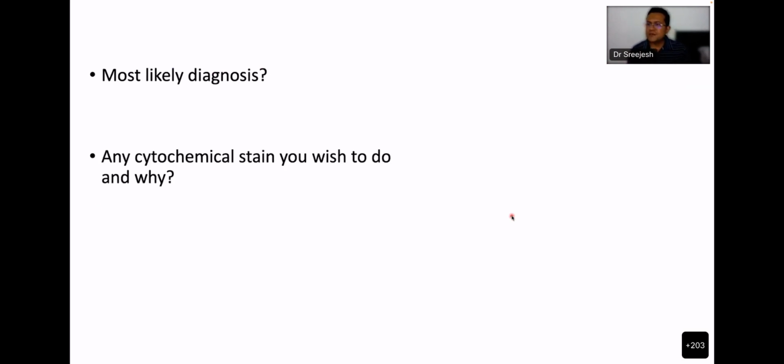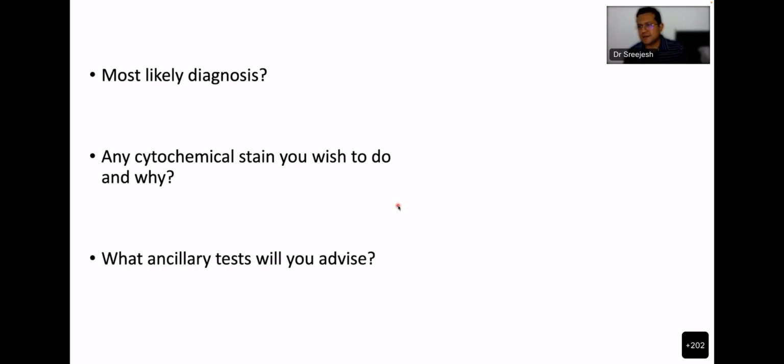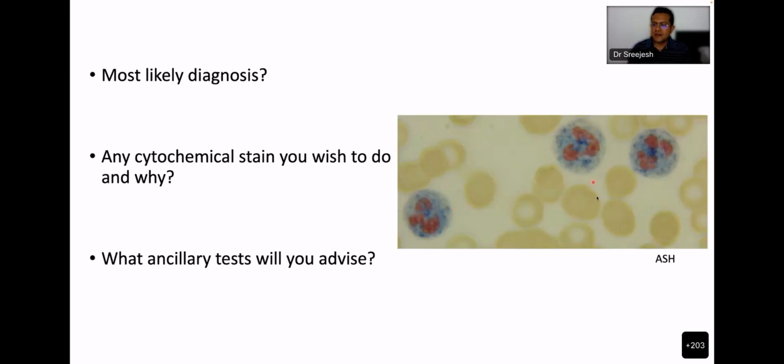Which cytochemical stain do you wish to do if you're suspecting CML? Which cytochemical stain will you advise? Neutrophil alkaline phosphatase. What happens to neutrophil alkaline phosphatase in CML? It will be reduced. After that, if you are suspecting CML, what will you advise? You will advise cytogenetics, RT-PCR or FISH.